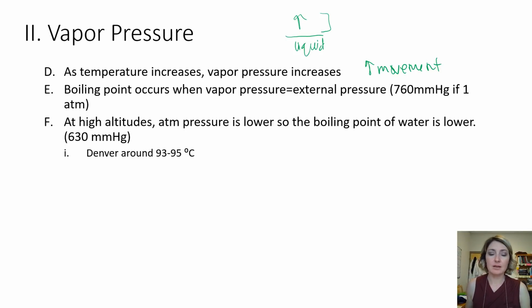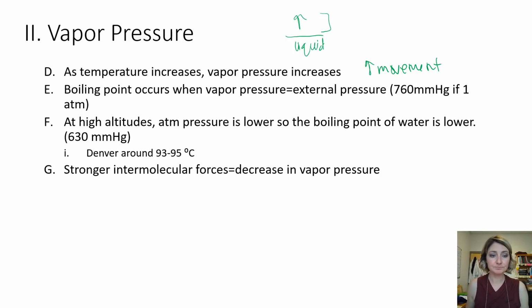Denver, which is a mile above sea level, is around 93 to 95 degrees Celsius, which is lower than our standard at sea level, 100 degrees Celsius. So the stronger your intermolecular forces, as we showed on the last slide, the lower your vapor pressure, because it's going to take more energy for those liquid molecules at the surface to escape as a gas.